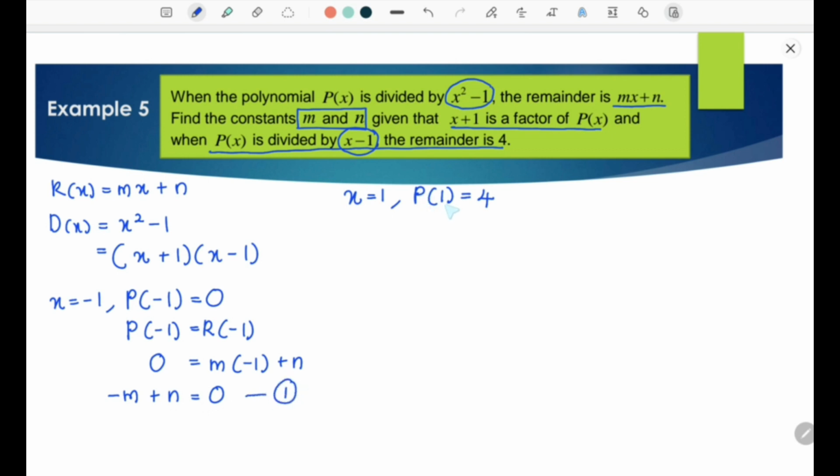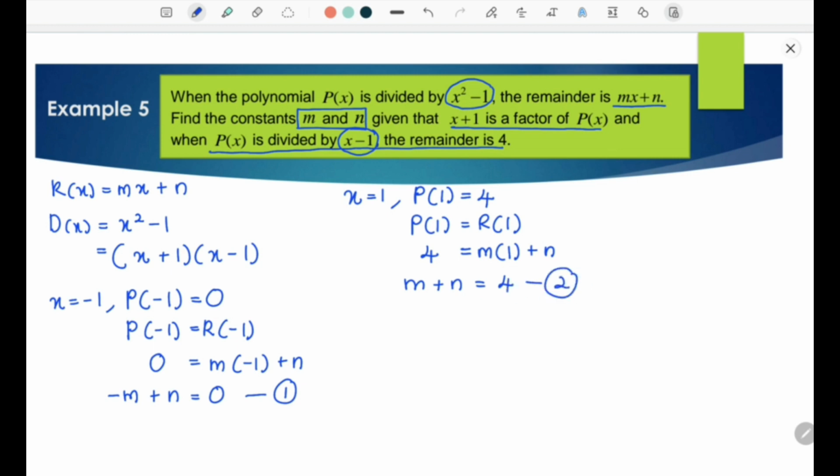Next, for p(1) here, it will be p(1) equal to R(1). So for R(1), I'm going to substitute x equal to 1 in this equation. So we have m times 1 plus n. For p(1), we have 4 here. So p(1) equal to 4. So we have 4 equal to m times 1 plus n. Rearrange this equation. We have m plus n equal to 4 as the second equation.